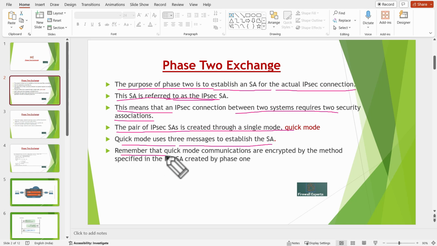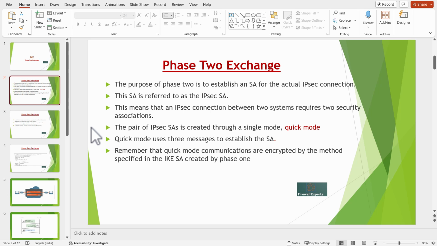Remember that quick mode communications are encrypted by the method specified in the IKE SA created by phase 1. This is a very important point: all phase 2 communication is encrypted because we have already built the phase 1 tunnel, and this phase 2 traffic is going within the phase 1 tunnel. So let's begin with the other discussions.